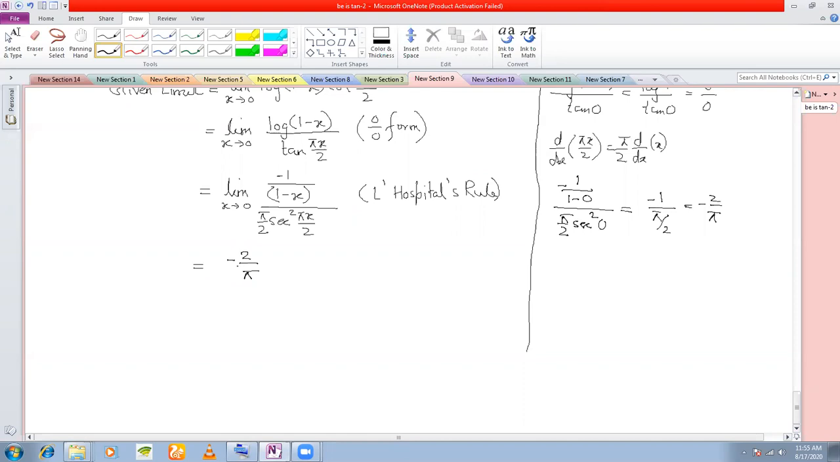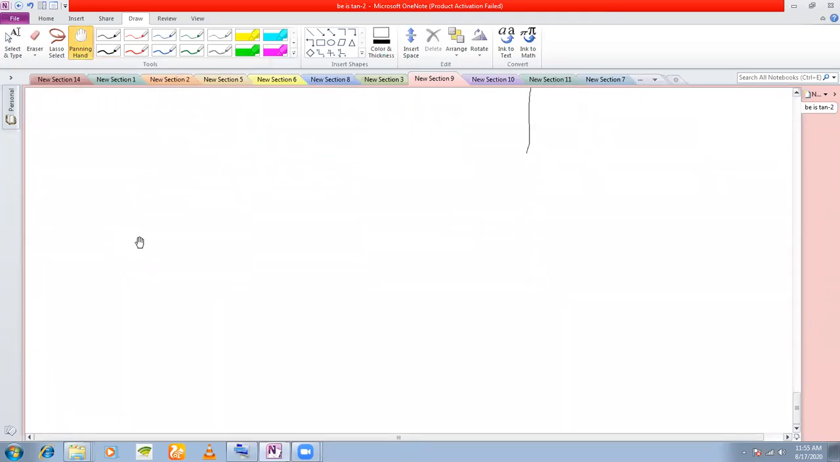Clear? So let us do the next one, and this time the sum that we are going to do is a little different type, where one function has been raised to the power of another function. This is a new type. Okay, so what we have is evaluate limit x tends to pi by 2 sin x to the power of tan x.